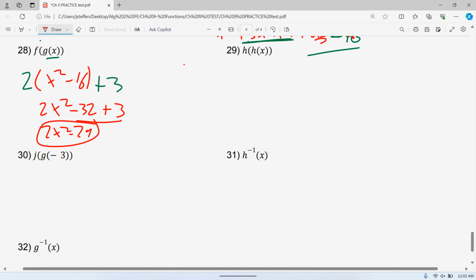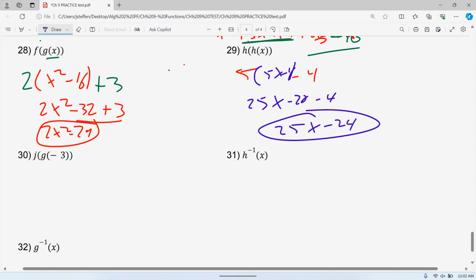The next one, self. So again, you have 5x minus 4. And I'm taking out that x, and I'm plugging it in. 5x minus 4. So distribute that out. That is 25x minus 20 minus 4. It's minus 24. Perfect.